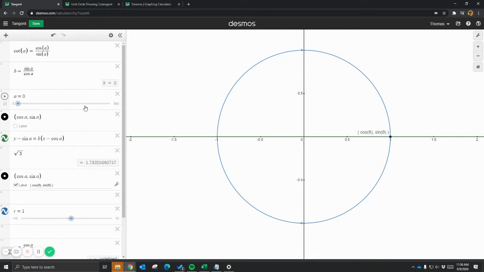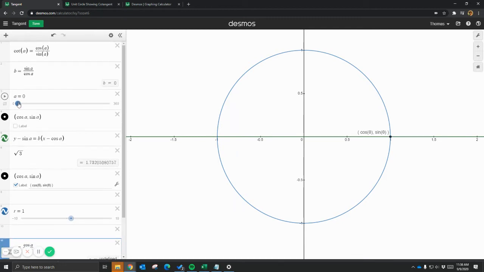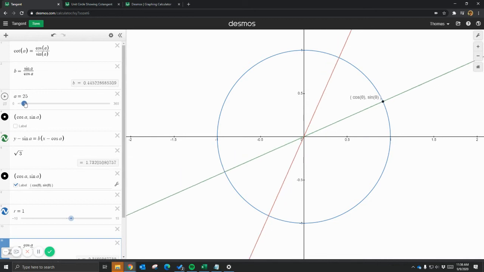If we're talking about slopes and perpendicular slopes, we hear the word reciprocal, but also included with that is opposite. Cotangent is not the opposite reciprocal of tangent. It is just the reciprocal. If I turn on the graph of cotangent, cotangent is that slope. So a line with that slope would look like this.